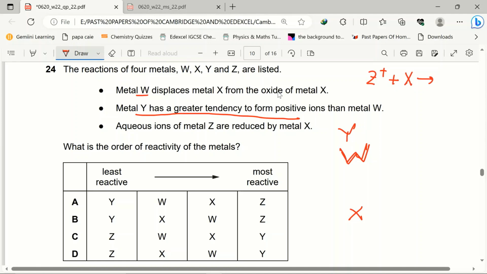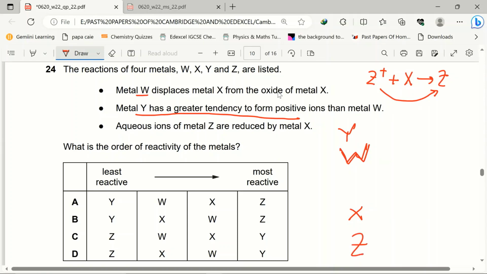If Z plus gains electrons, then it will form Z. Gain of electrons is reduction. So if this is the case, then X is able to displace Z from its solution. So X must be more reactive than Z. That you need to understand.